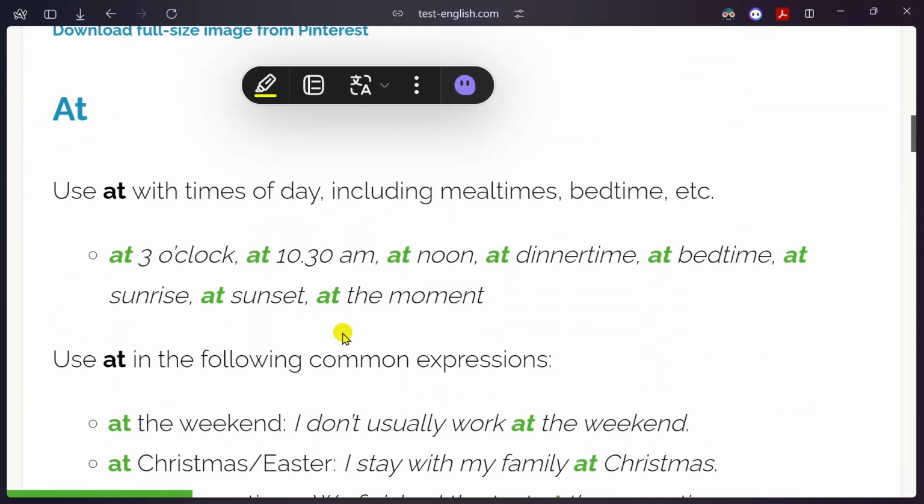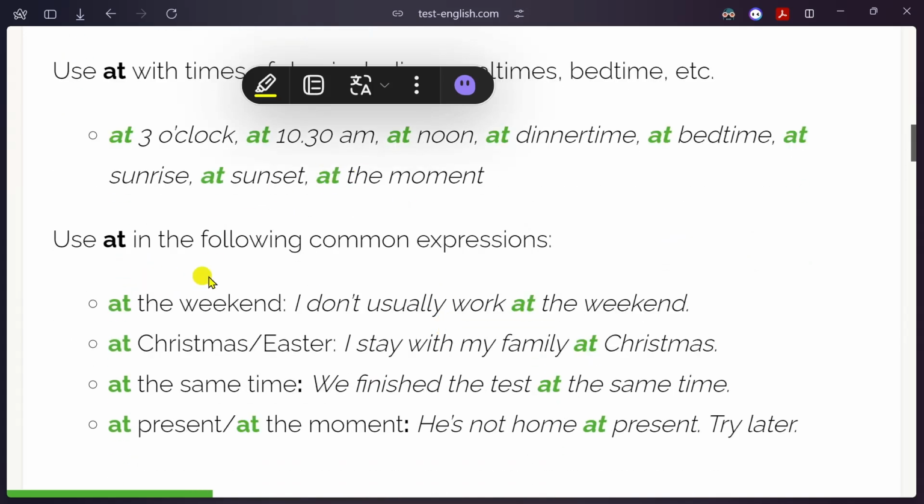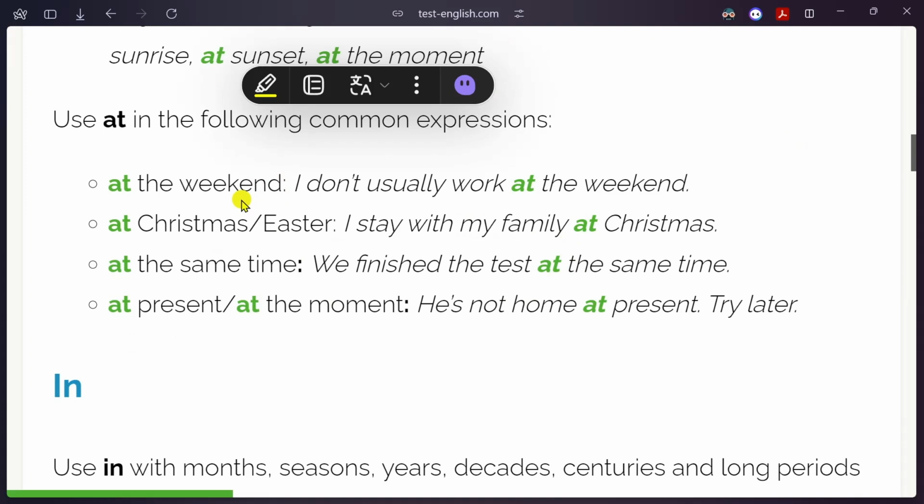Times of the day: dinner time, bedtime, sunset. There are more examples over here. At, following common expressions. We'll say at Christmas, at Easter, at the same time. For example, we are working at the same time, right? At present, at the moment. He's not home at present. You see, it's an expression.